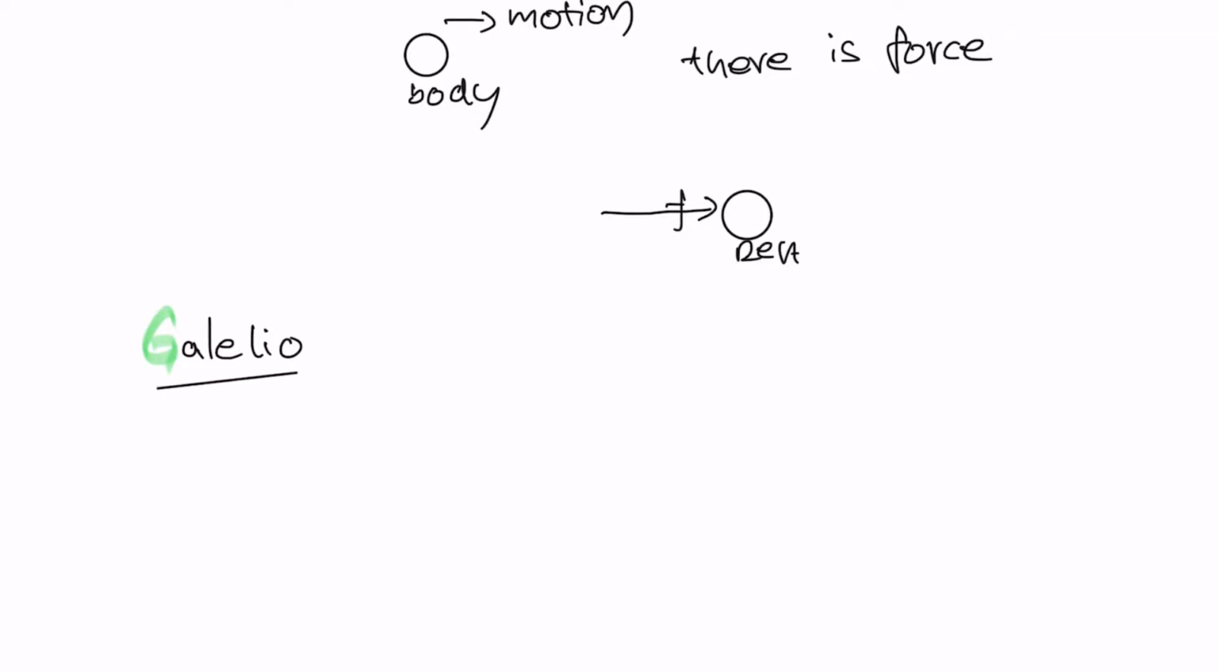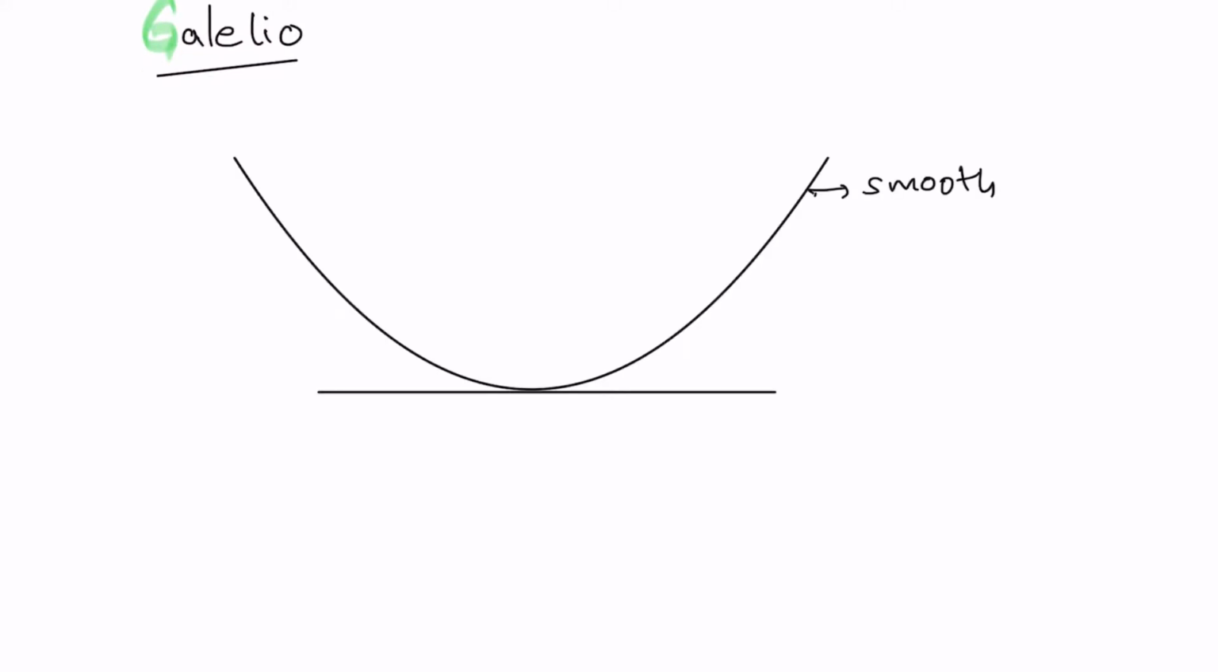Galileo is a famous scientist and he is called the father of modern physics. He did one of the famous experiments, the Galileo inclined plane experiment. See here what he did. Galileo took a smooth surface, that is U shape. This is the midpoint. Suppose a ball is taken here at a height from the ground, so the ball is released.